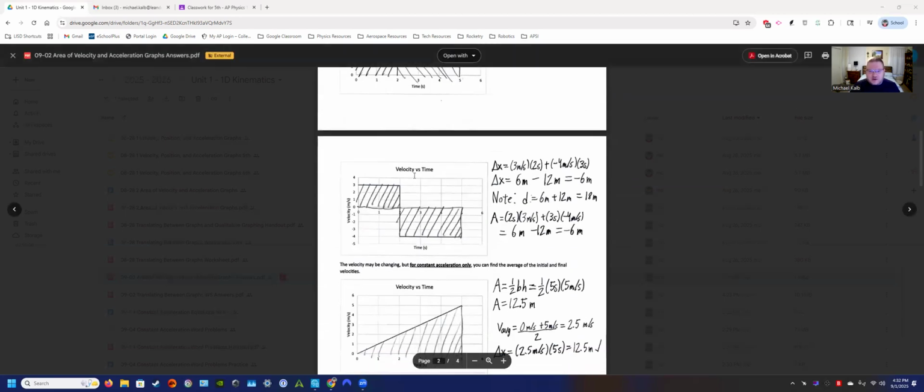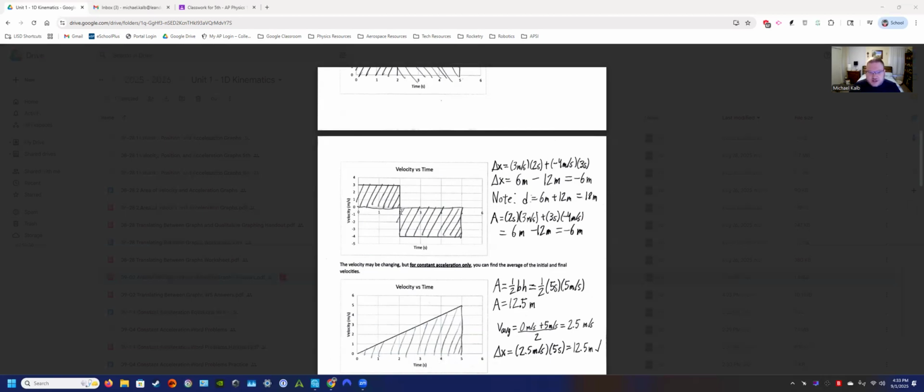And then right here, we have an object that moves forward at 3 meters per second for 2 seconds. Then it moves backwards at 4 meters per second, so a velocity of -4 meters per second for 3 seconds. So that's first a positive displacement, then a negative displacement.